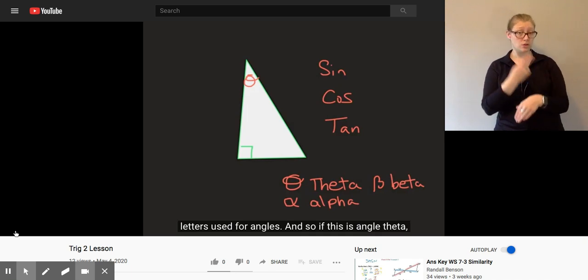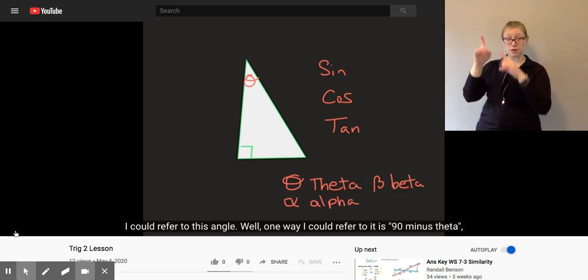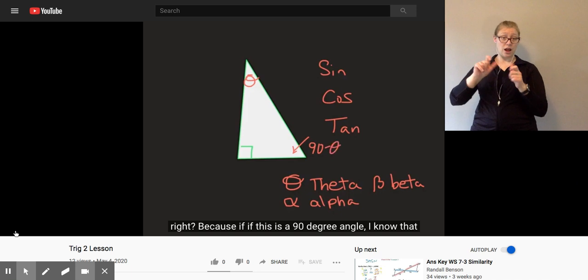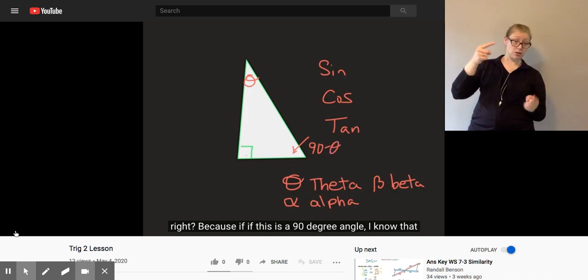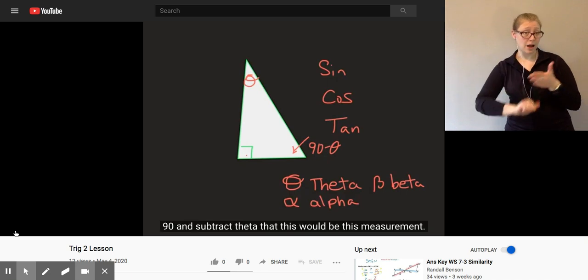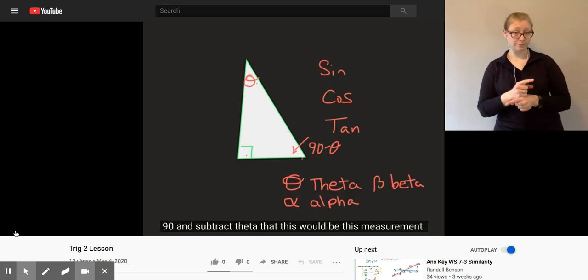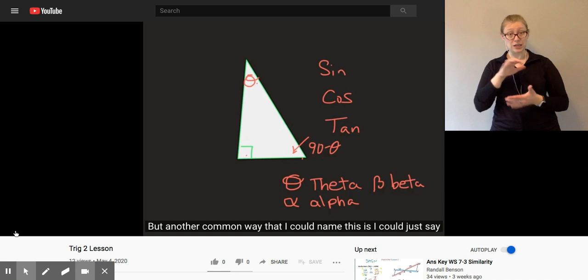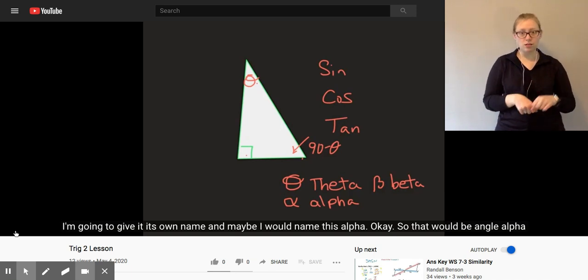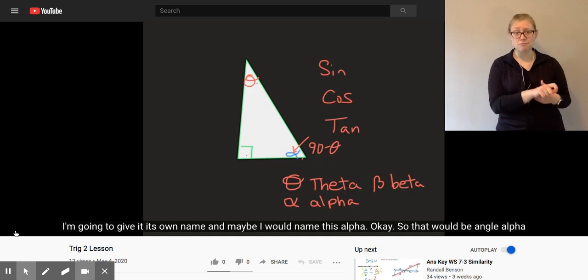And so if this is angle theta, I could refer to this angle. Well, one way I could refer to it is 90 minus theta, right? Because if this is a 90-degree angle, I know that if I take 90 and subtract theta, this would be this measurement. But another common way that I could name this is I could just give it its own name, and maybe I would name this alpha. Okay. So that would be angle alpha.